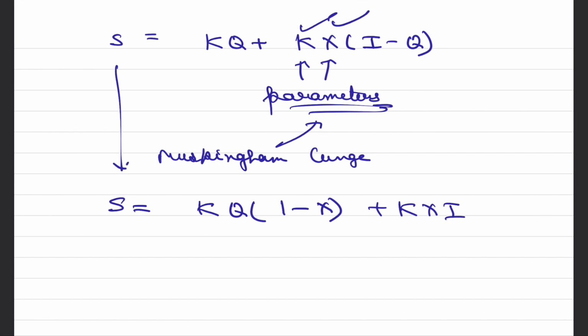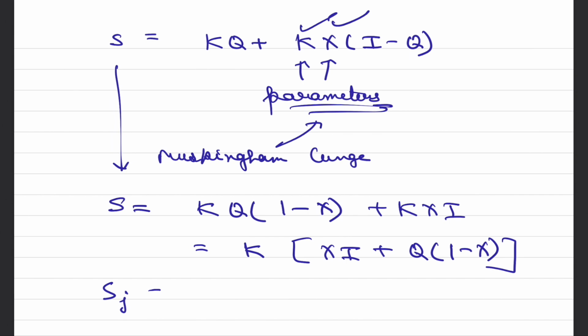So this is just rearranging of the terms that are present here, which again can be simplified as K into Xi plus Q into 1 minus X. I'm not doing anything special, but just rearranging the terms so that Q terms come together and I terms go together.